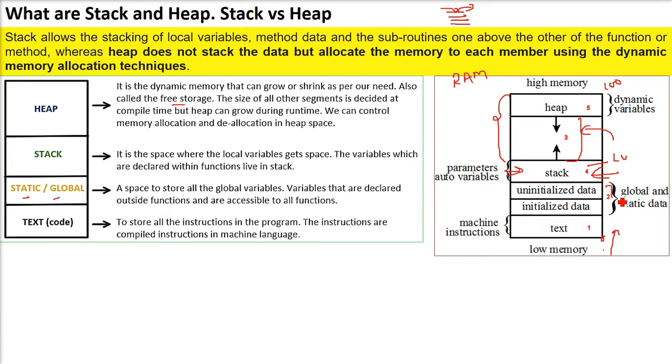So a space to store all the global variables. Variables that are declared outside the function and accessible to all the functions are placed in this area, which is below the stack. Inside the function, they will be kept in the stack. Auto variables are kept in the stack.